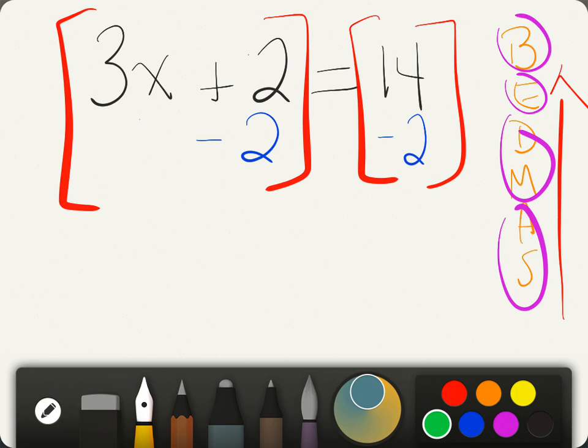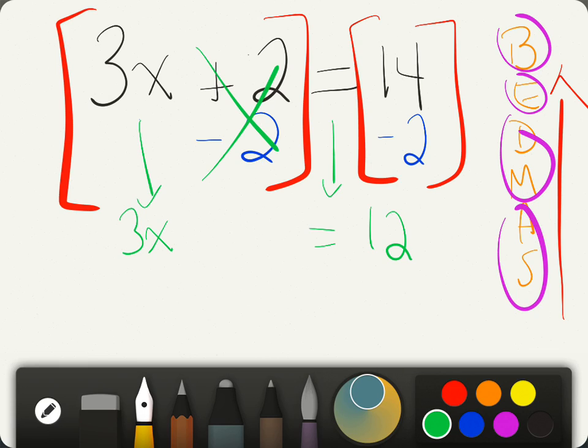We bring down our 3x, and our positive 2 and negative 2 cancel out, bring down our equals, and then 14 minus 2 is 12. Now this is a type 1 equation. To get rid of the 3 times x, because there's a little imaginary multiplication in between there, telling us that this is a multiplication, in order to get rid of the 3, we need to do the opposite of multiplication. So we're going to divide by 3.